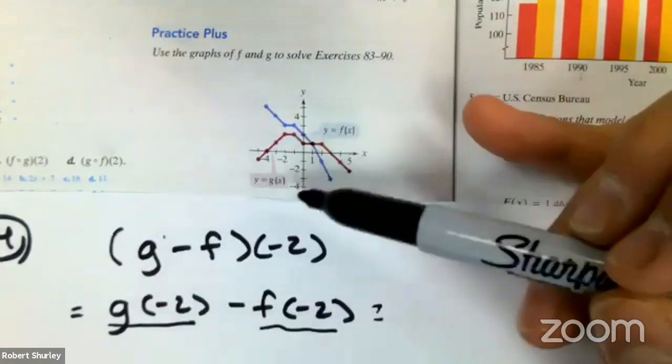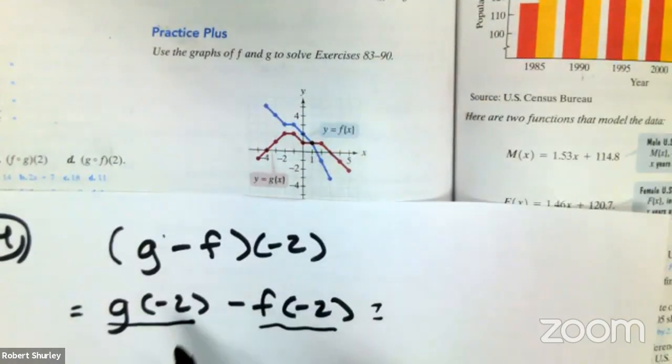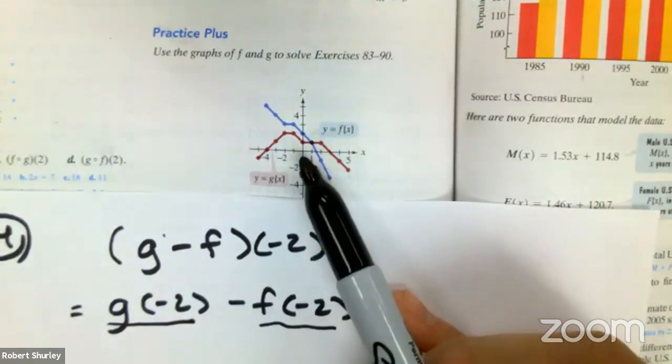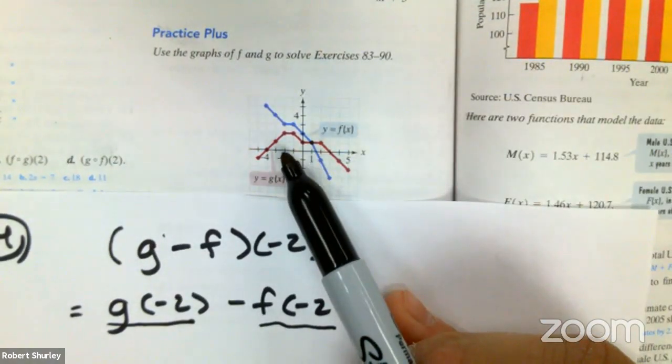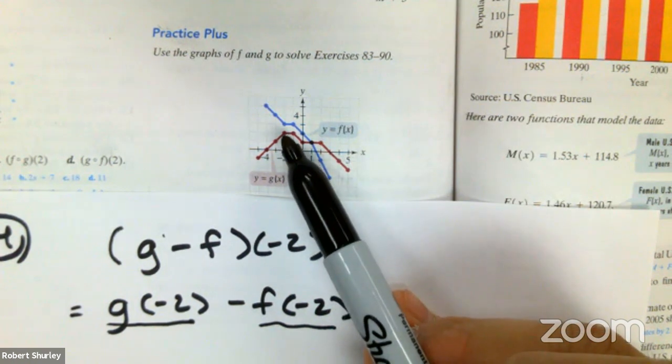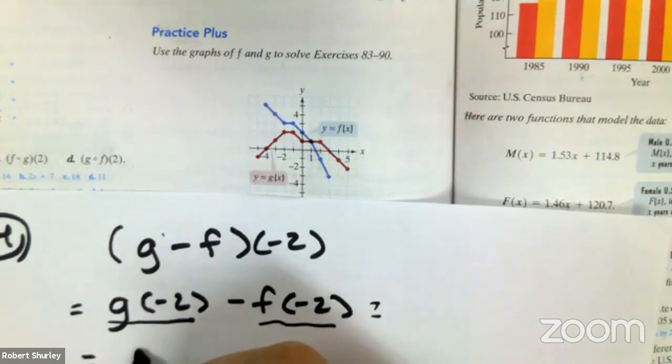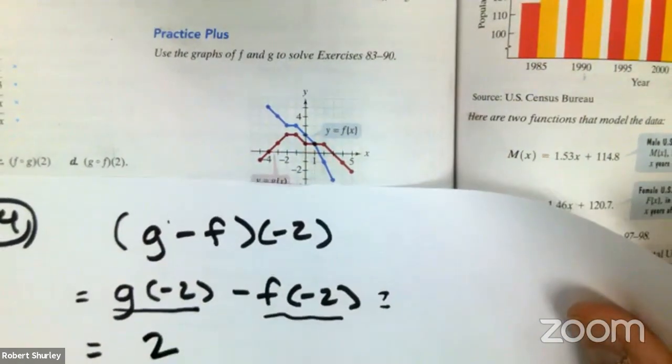Remember, the g function is this red function. Now, the x value is -2, right? So all I've got to do is go to the x value of -2, and then I've got to go up and find the y value. Boom, right there, +2. Okay, so this equals a +2.